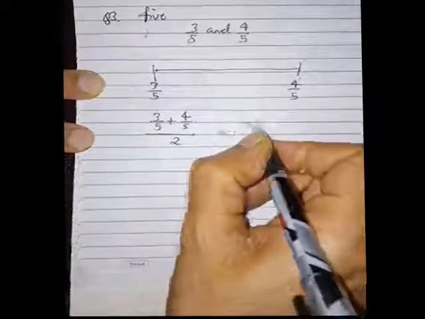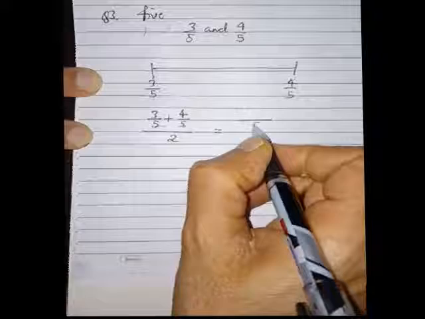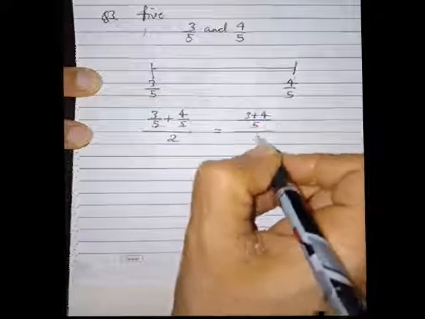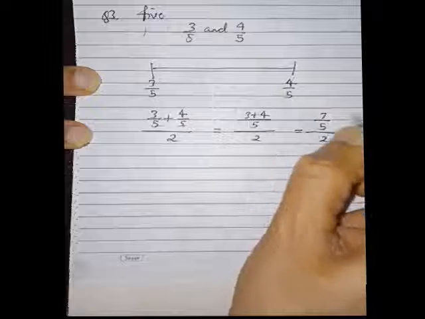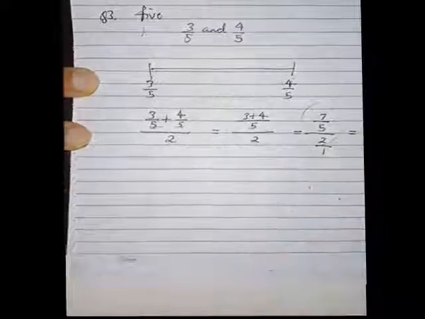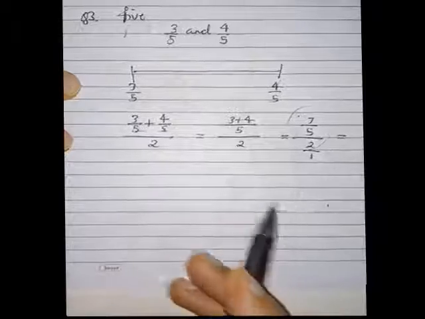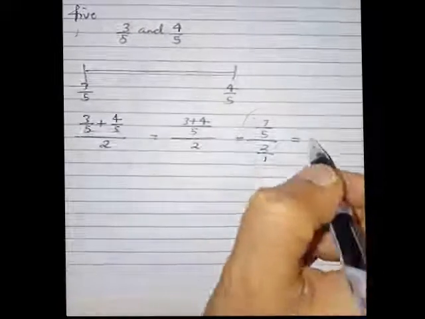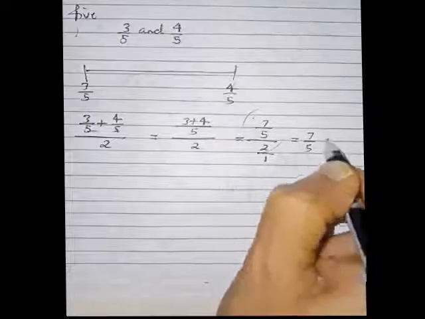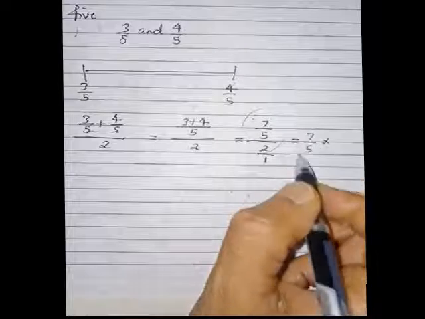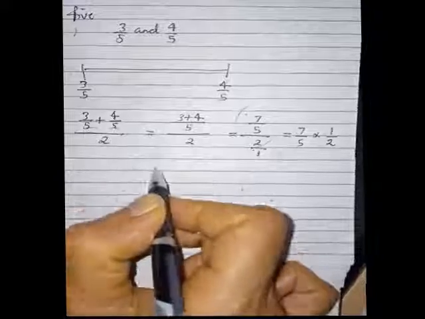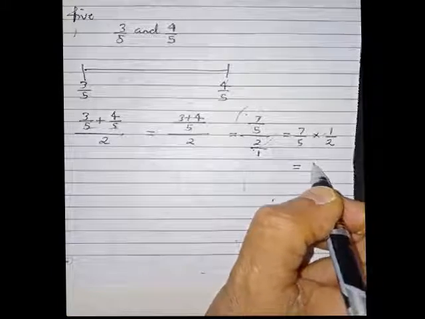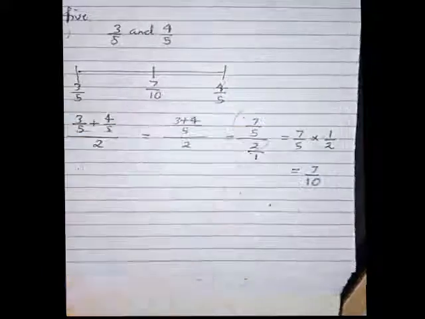On solving this, these are like fractions, so 3 plus 4 gives 7 upon 5, divided by 2. We can write 2 as 2 upon 1. When dividing rational numbers, we multiply the numerator by the reciprocal of the denominator. So the exact mid value between these is 7 upon 10.